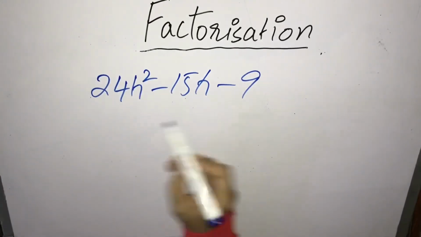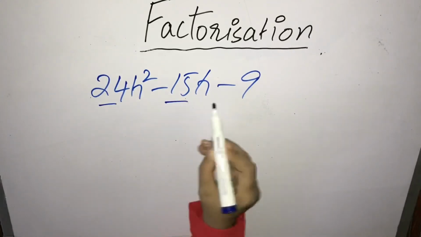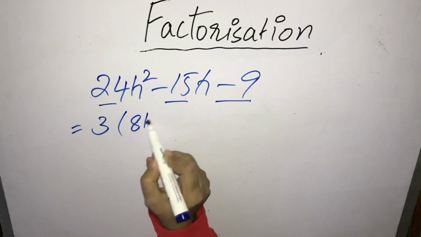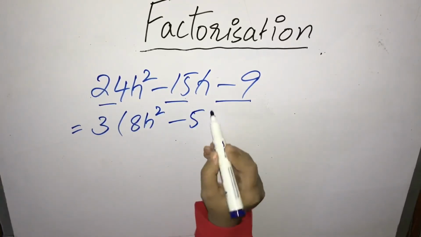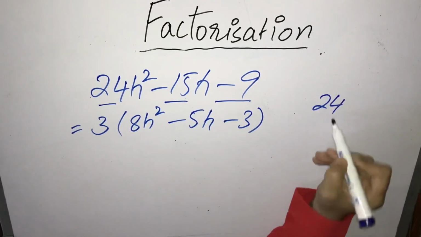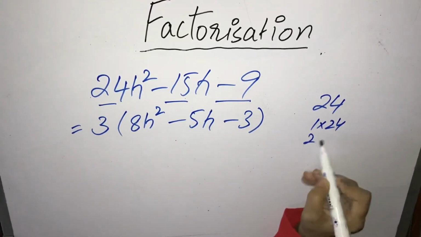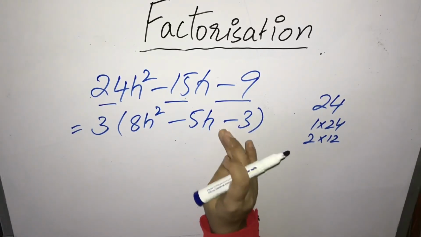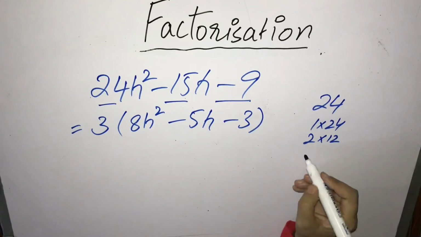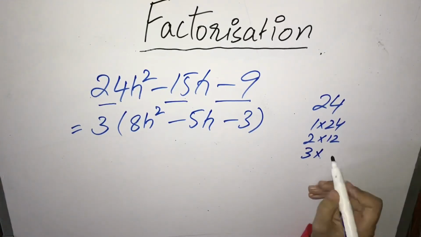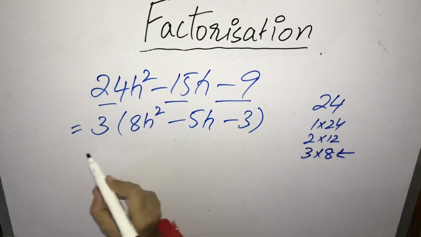Again, before making the factors, look at the expression. You have 3 common, so you will have 3 8s are 24, 3 5s are 15, 3 3s are 9. Factors of 24, 1 into 24, 2 into 12. Keeping in mind factors should be of opposite sign because this is negative, so we have to subtract. 3 8s are 24, this is the pair we need, as when we subtract we get 5.